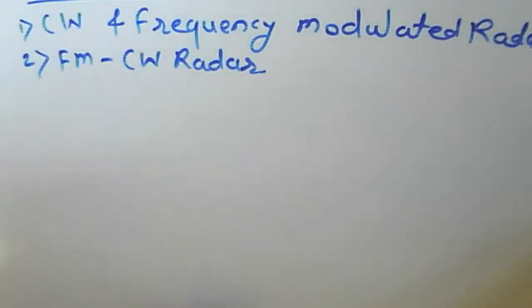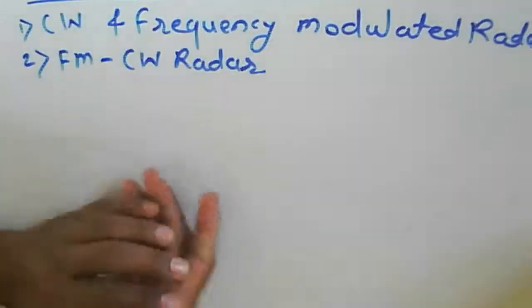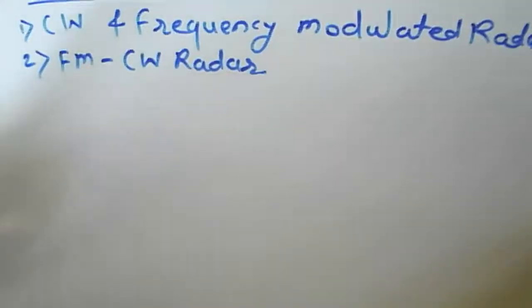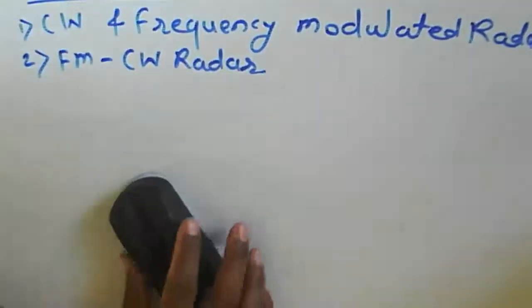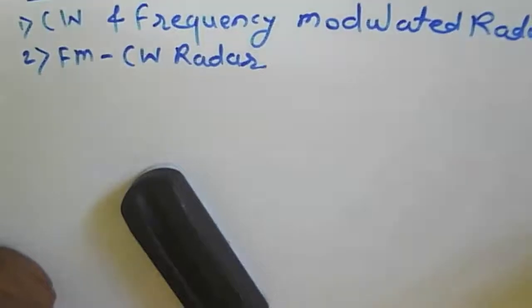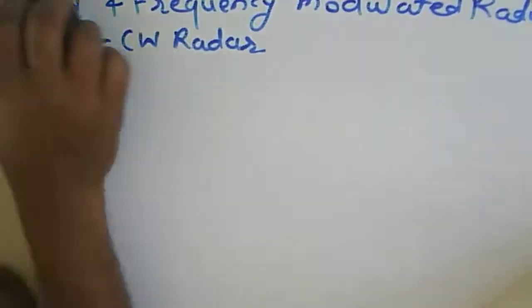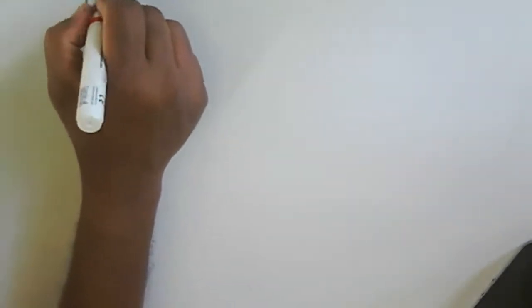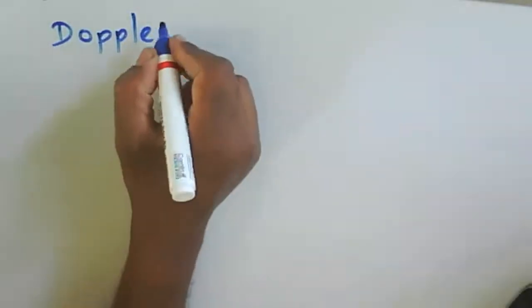In frequency modulated radar, we provide a signal, and we need to learn what will be the change in the frequency. So we first talk about what we mean by Doppler frequency shift, and then we continue the discussion on frequency modulation. To understand that, we need to learn what the Doppler frequency shift is.